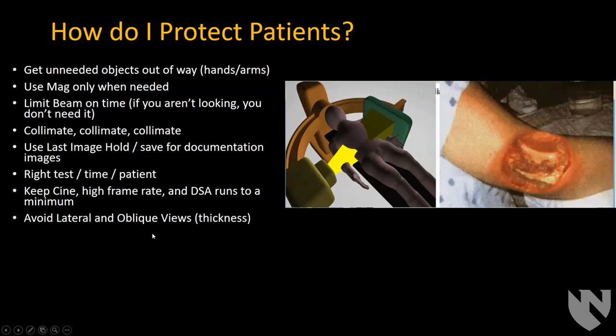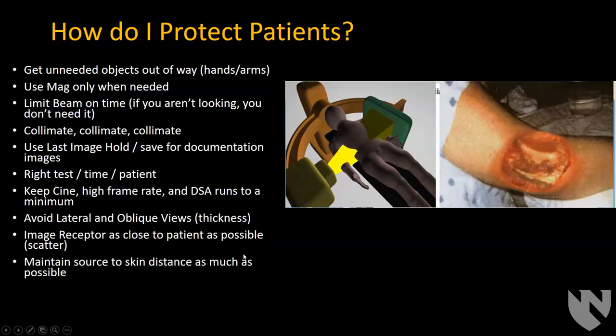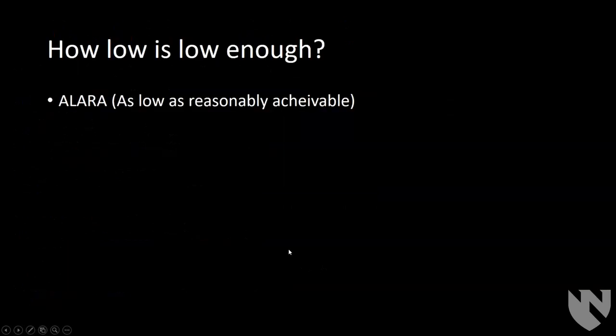Avoid lateral or oblique views because you're going through the thickest parts of the patient that way. Keep the image receptor as close to the patient as possible so that you're able to collect as many photons as you can and you're not losing too many to scatter. And maintain your source to skin distance as far as possible. If the radiation alarm goes off, pay attention to it and really consider if you're doing what you need to do, if you have choices, anything you can do to reduce radiation.